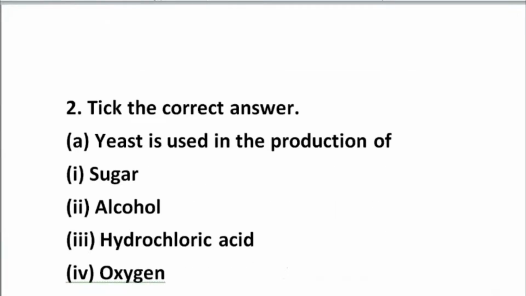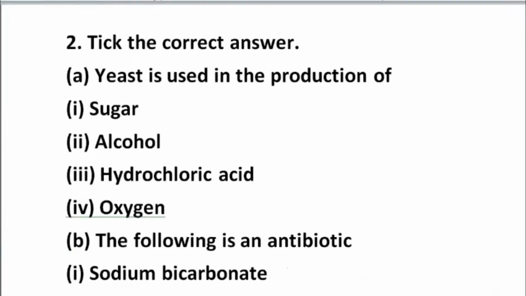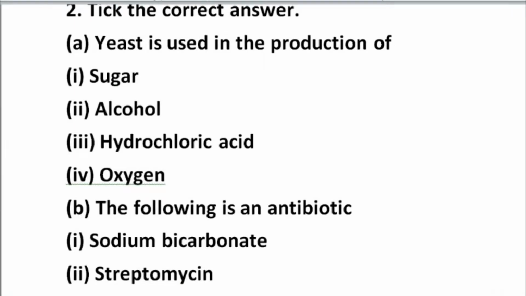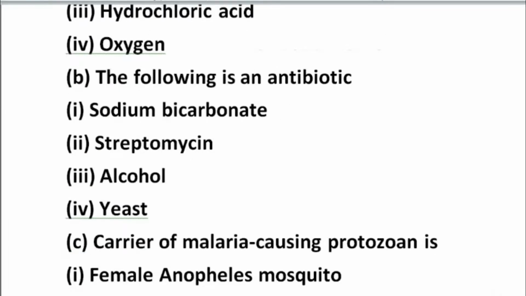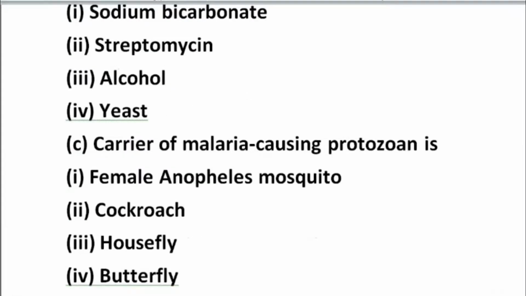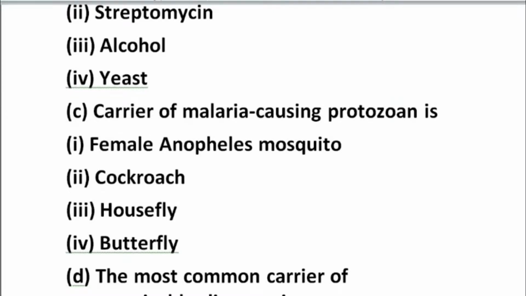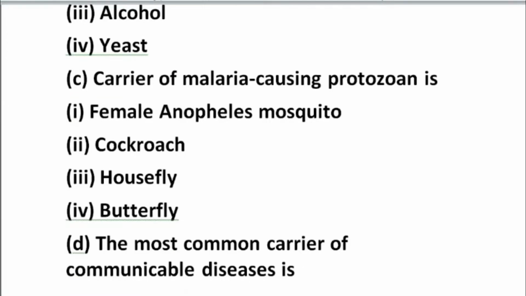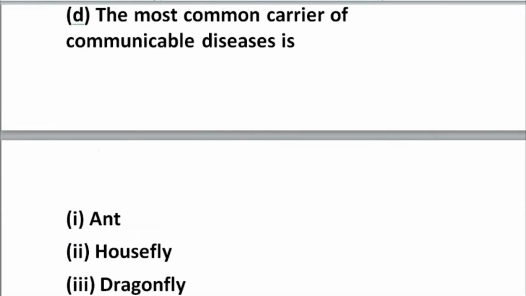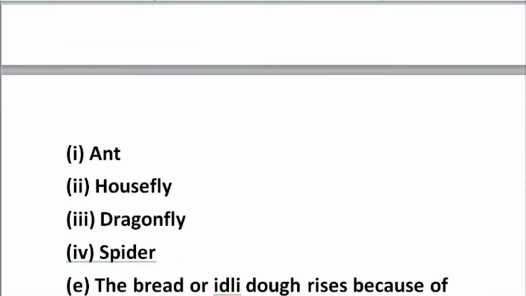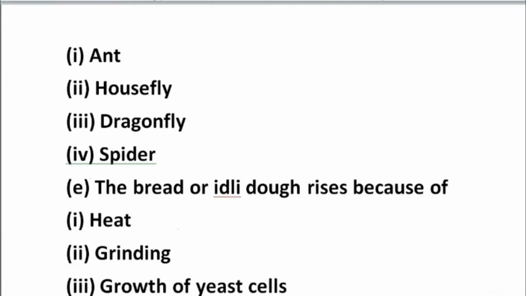2. Tick the correct answer. Yeast is used in the production of sugar, alcohol, hydrochloric acid, oxygen. The following is an antibiotic: sodium bicarbonate, streptomycin, alcohol, yeast. Carrier of malaria-causing protozoan is female Anopheles mosquito, cockroach, housefly, butterfly. The most common carrier of communicable diseases is a housefly, dragonfly, spider.